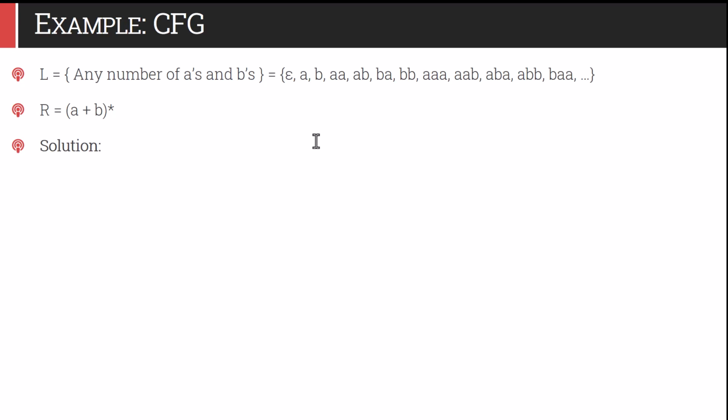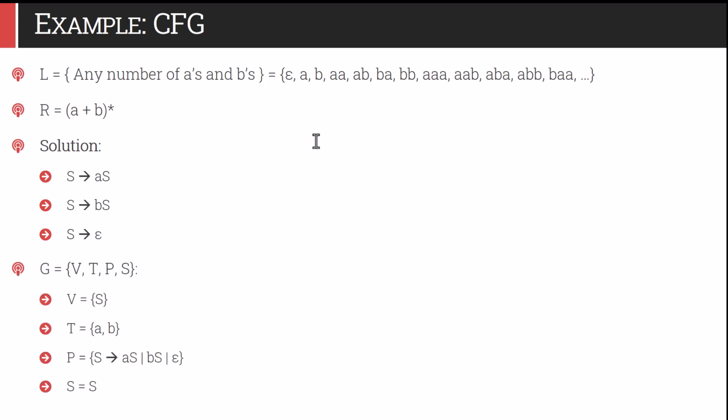The productions for that would be defined by S gives aS. We know that using this production we can generate a^n, any number of a's. Using S gives bS we can generate any number of b's. But to terminate we have to use something, right? So we'll write S implies epsilon. So epsilon can be generated, a can be generated, b can be generated, ab, aa, ba, bb, any combination of a and b we can generate.